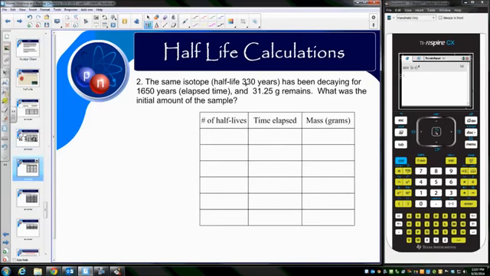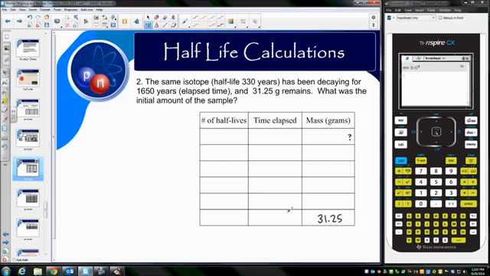The same isotope with a half-life of 330 years has been decaying for 1,650 years, total elapsed time, and 31.25 grams remain. What is the initial amount of the sample? So we're looking for this value here. We've been given our final mass, 31.25 grams. I'm assuming this is our bottom box.